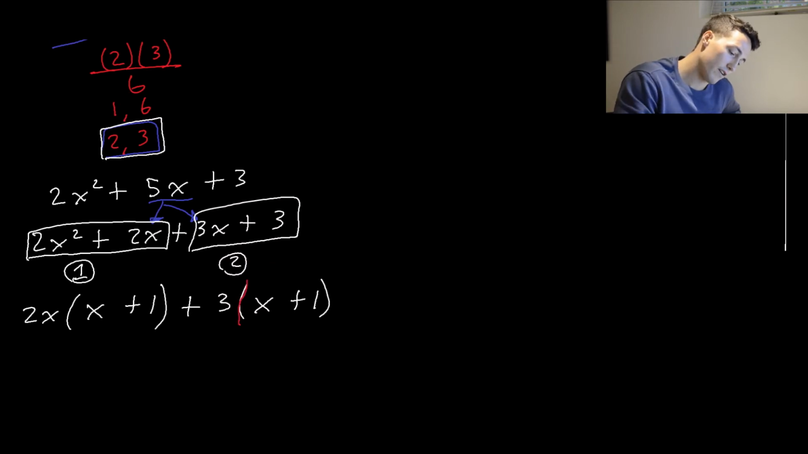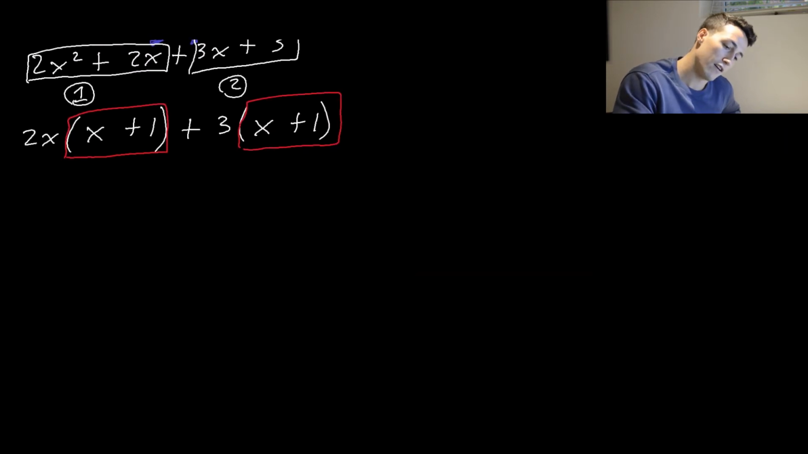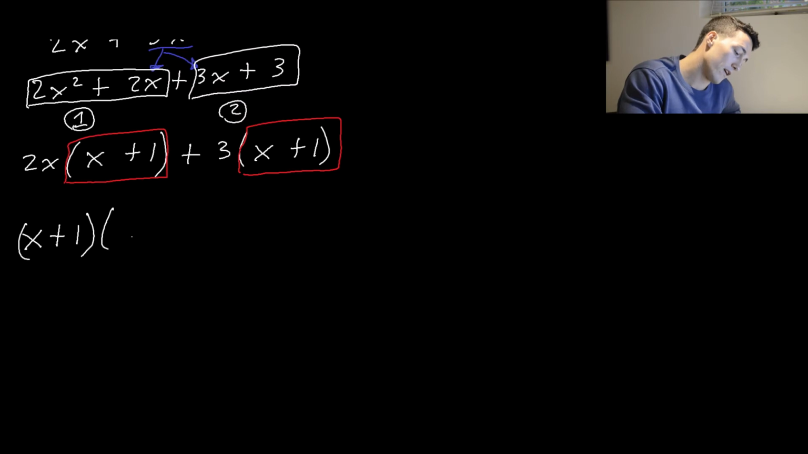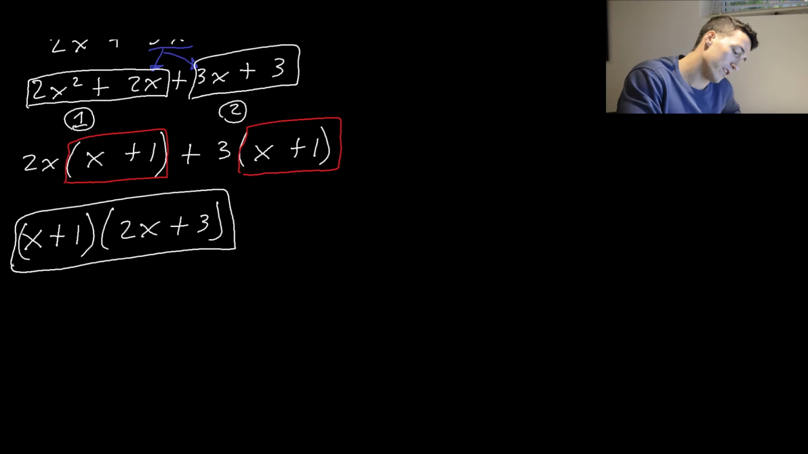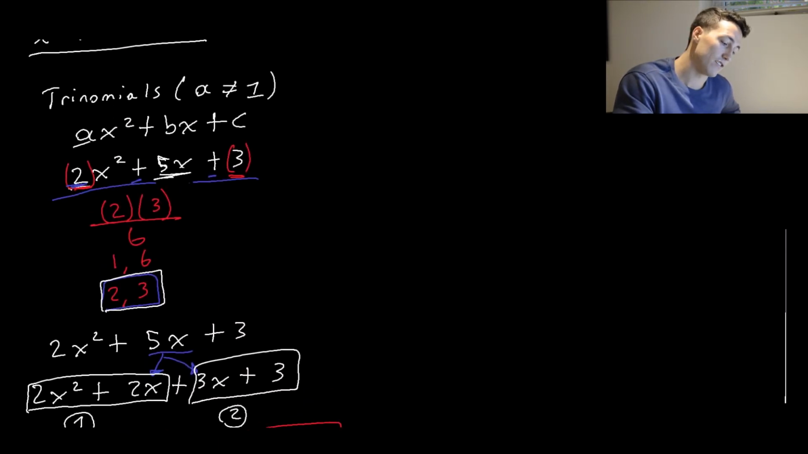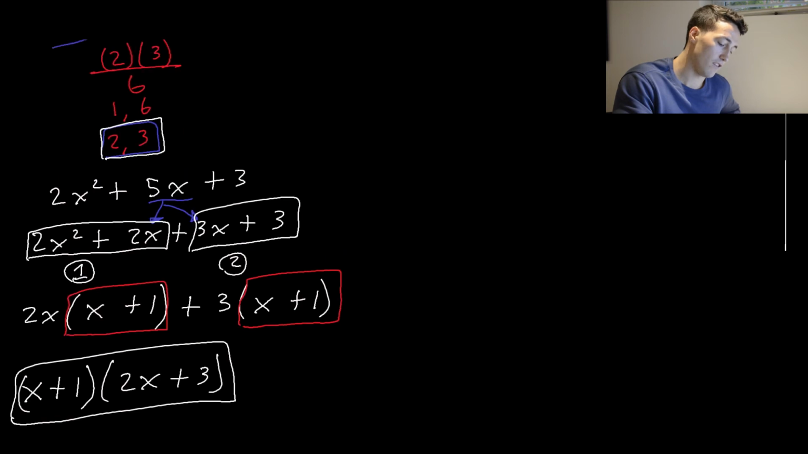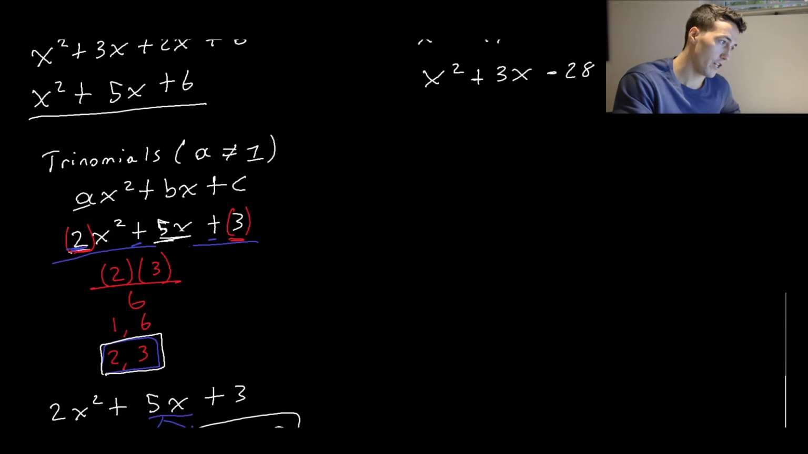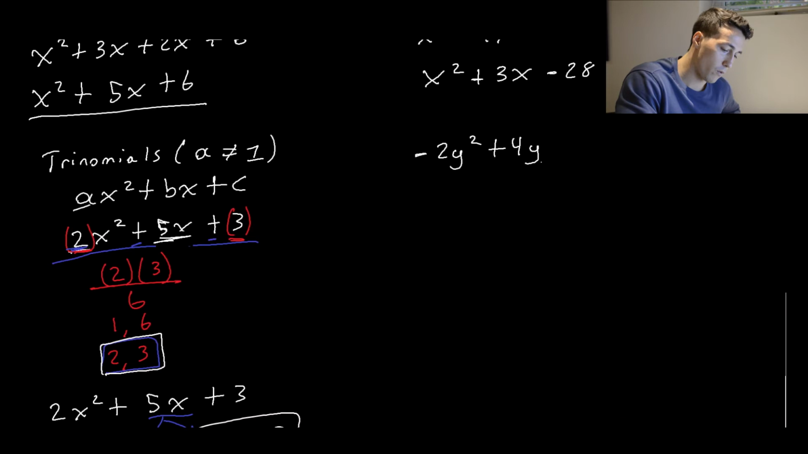And again, we have this situation, just like in the factor by grouping examples, where this x plus 1 term is common. So we can pull it out of the bracket and factor it out, and go x plus 1 times 2x plus 3. And so that is how we deal with trinomials where a does not equal 1. That was the easy version, and now we're going to go into a harder version. We have negative 2y squared plus 4y plus 48.